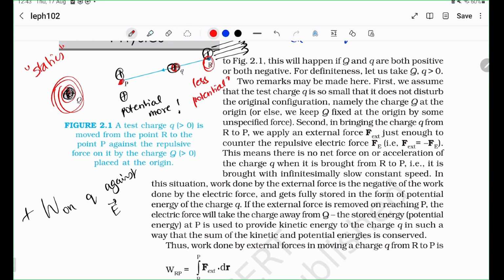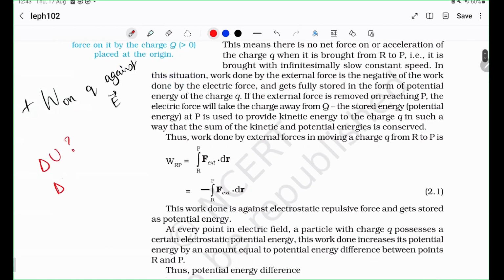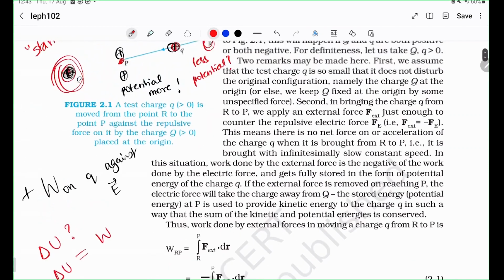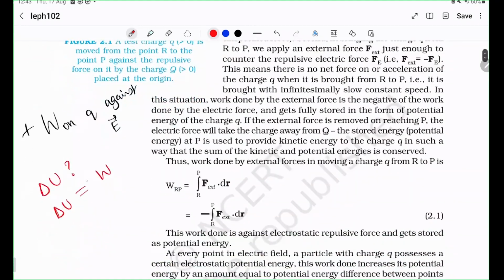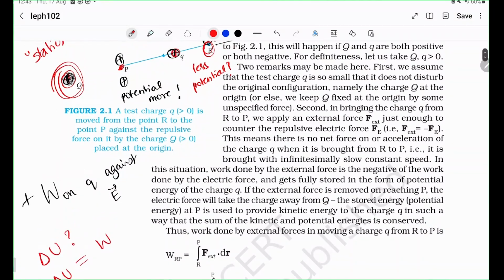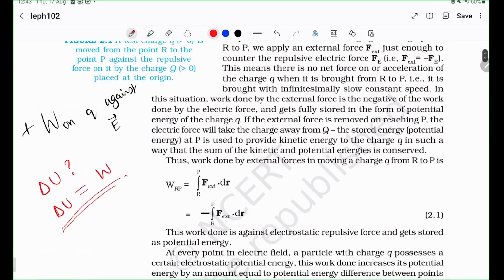So how much potential did it gain? What is the change in the potential energy? Well, the change in potential energy is the same as the work that you did, right? That is what the work energy theorem says. Or in other words, the change in energy of this charge Q is basically the energy that you gave to the charge. And how did you give the charge? Through the work that you did. So this is what it means.